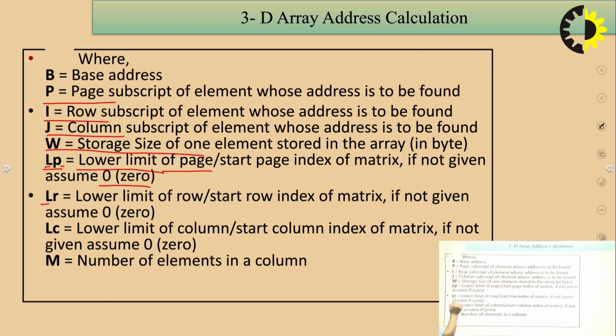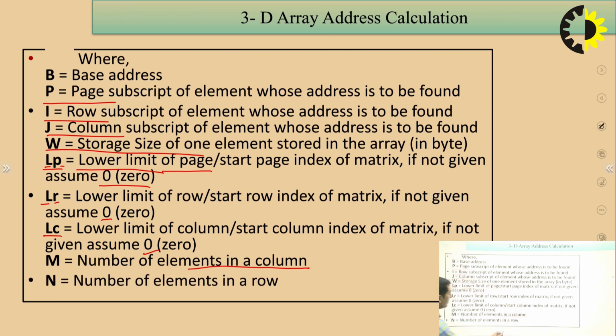LR is the lower limit of row, as in the case of the 2D array also. If not given, then assume 0. What is LC? LC is the lower limit of column or start column index of the matrix. If not given, then by default it is 0. And what is M? M is the number of elements in a column, and N is the number of elements in a row. How many elements in a particular row is represented by N, and how many elements in a particular column is represented by M.